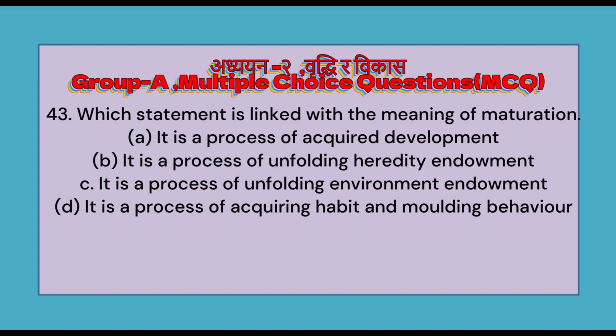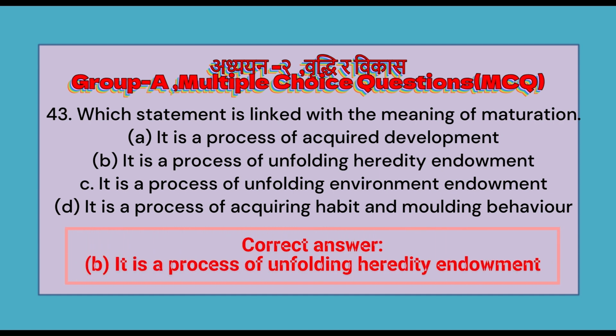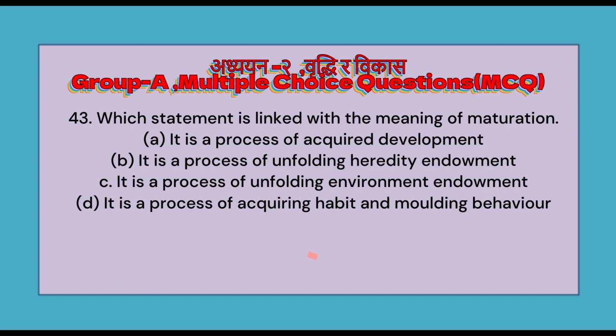43. Which statement is linked with the meaning of maturation? A. It is a process of acquired development. B. It is a process of unfolding heredity endowment. C. It is a process of unfolding environment endowment. D. It is a process of acquiring habit and molding behavior. Correct answer: B. It is a process of unfolding heredity endowment.